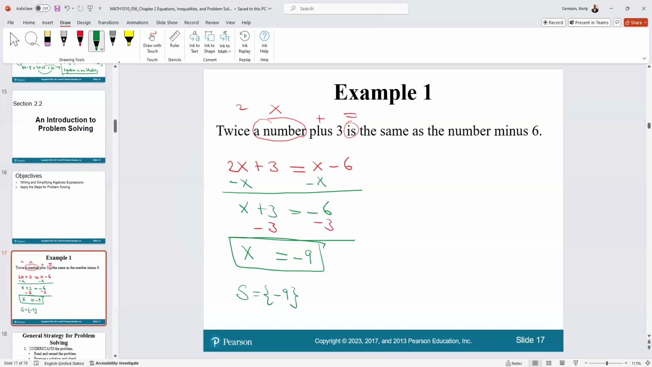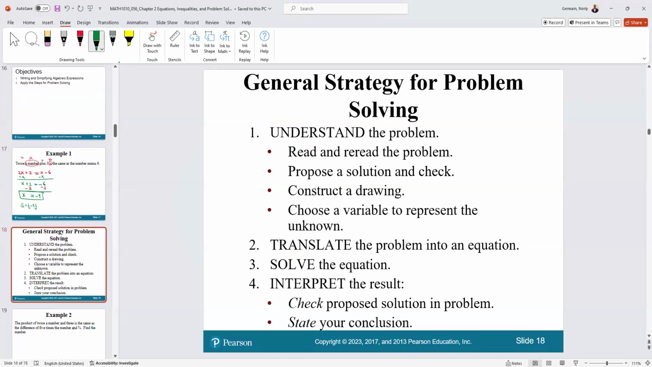Now, apply the steps for solving a problem. First of all, you really need to read the problem multiple times in order to understand it. You need to identify the facts, what is given, and what you need to look for. Propose a solution and check. Construct a drawing. Choose a variable to represent the unknown. Once you identify what you don't know and what is given, you can translate the problem into an equation. Now, you solve the equation, you interpret the answer, you verify it first, then you state the conclusion.